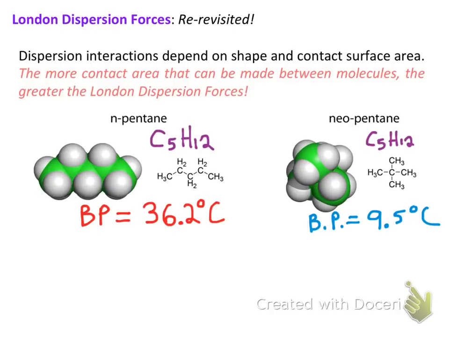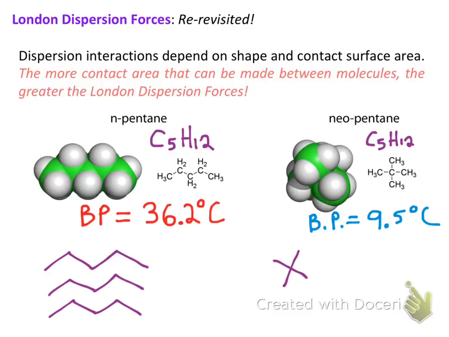Why is that? Well, if we consider the shape, which one has more of an opportunity to interact with other molecules? n-pentane, with its linear shape like that, can actually stack nicely with other n-pentanes, therefore having more interactions and enjoying more intermolecular forces than neopentane as a counterpart.